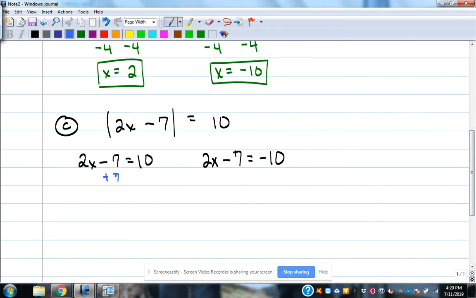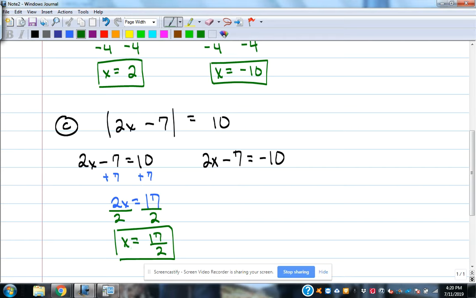So add 7. This one's not going to work out real pretty, but that's okay. Life's not beautiful sometimes. No, math's definitely not. Divide by 2 is the next step, and x is going to be 17 over 2. I'm just going to leave it as that. As a decimal, that'd be 8.5, but leaving it as an improper fraction is absolutely fine.